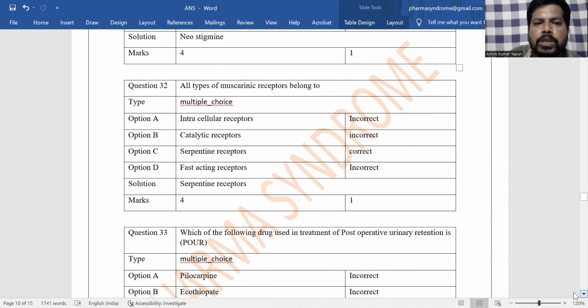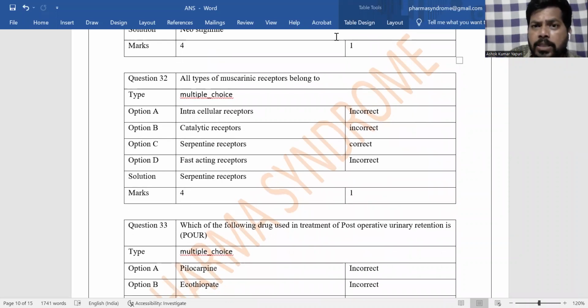And the next question is: all types of muscarinic receptors belong to which class? There are 5 types of muscarinic receptors, M1, M2, M3, M4 and M5, and all belong to G protein coupled receptors. G protein coupled receptors are also called serpentine receptors or metabotropic receptors or 7-transmembrane heptahelical receptors. And intracellular receptors are those present within the cell. Intracellular receptors are also known as nuclear receptors, steroid receptors, or cytosolic receptors.